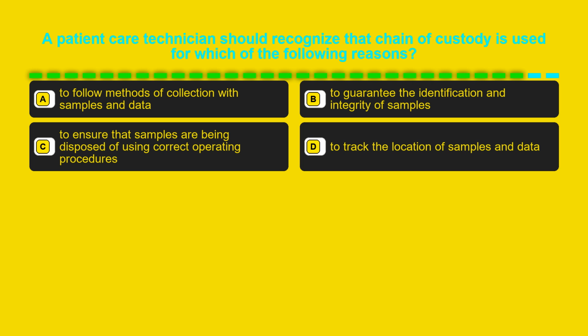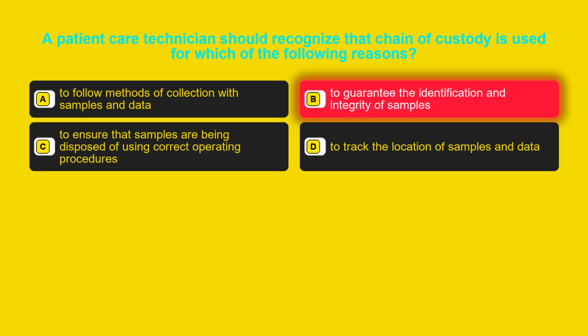Question 18. A patient care technician should recognize that chain of custody is used for which of the following reasons? Option A. To follow methods of collection with samples and data. Option B. To guarantee the identification and integrity of samples. Option C. To ensure that samples are being disposed of using correct operating procedures. Option D. To track the location of samples and data.